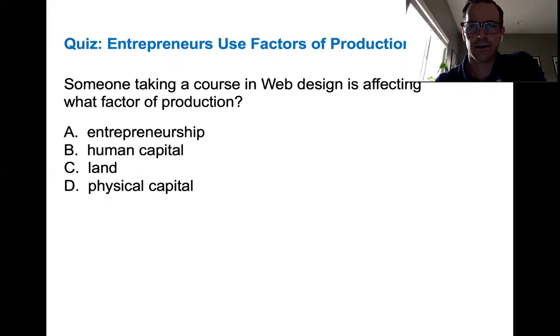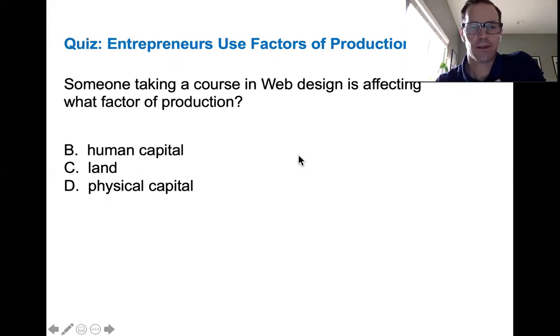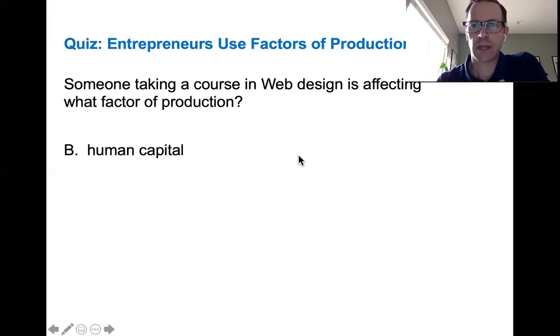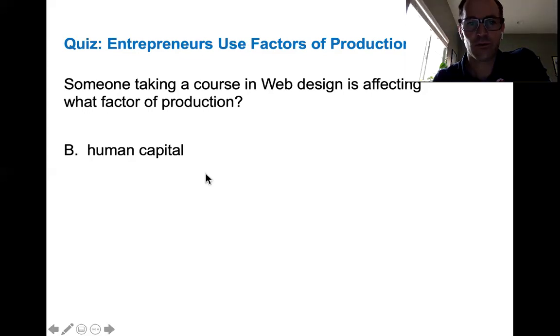What factor of production is being affected here? If you've taken a course on web design, we just talked about this. Okay, not entrepreneurship, not physical capital, and not land. This is human capital. Okay, education is improving the value of the human. Now, again, we're talking economically. I'm not talking morally, but economically, the more that a human being is educated, the more value they have to the economy.